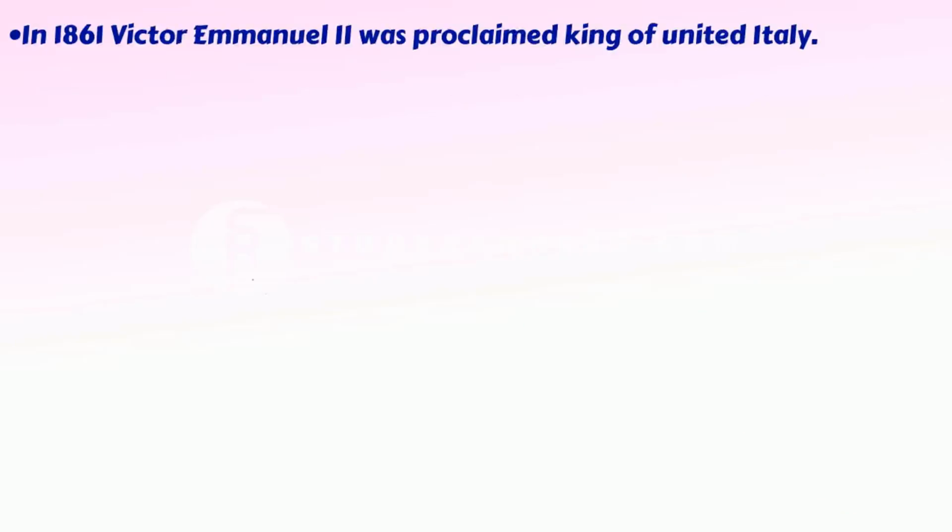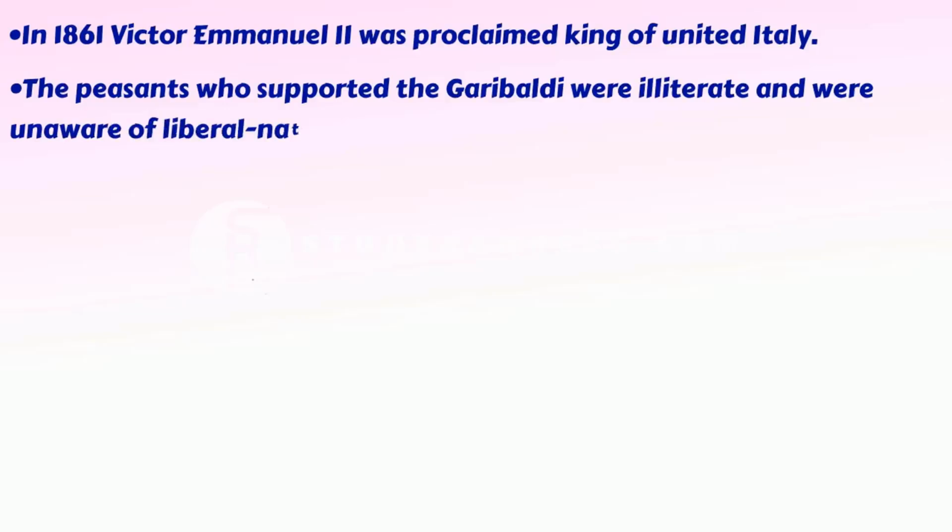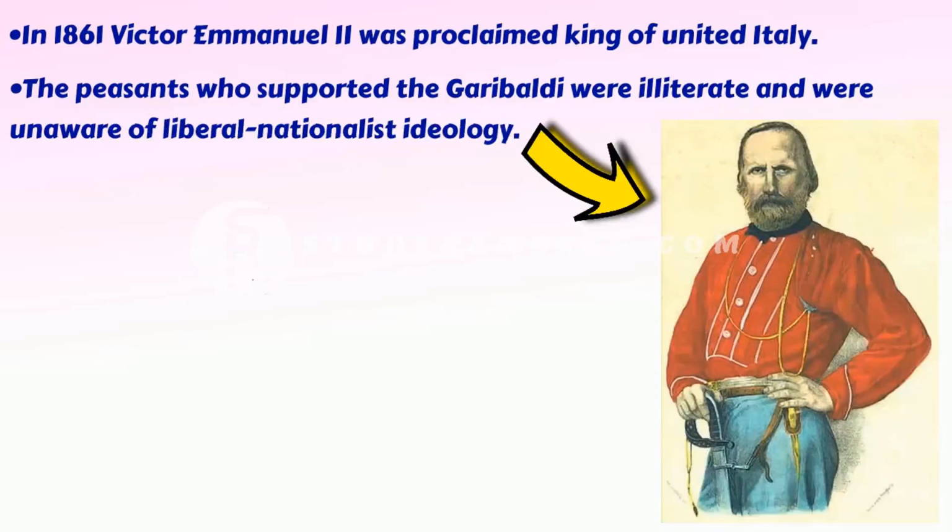One interesting thing to note here is that the peasants who supported Garibaldi were illiterate and unaware of liberal nationalist ideology. They had never heard of Italia, which is the Italian name for Italy, and believed that L'Italia was the wife of Victor Emmanuel.